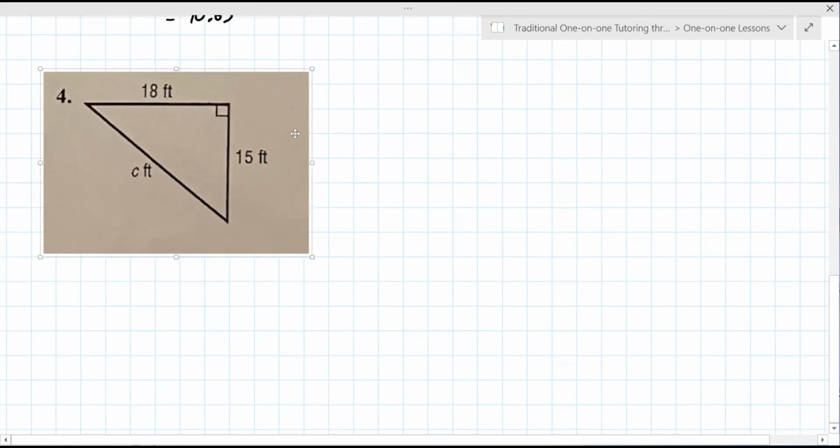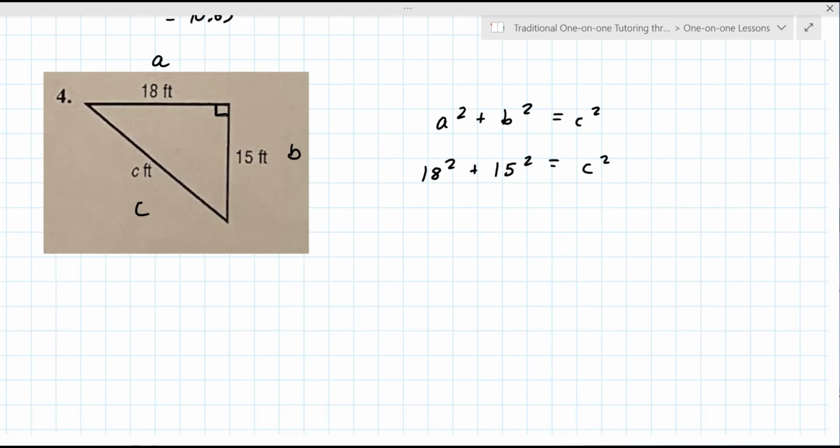So this time the orientation of the triangle is different, okay? But the legs are next to the 90-degree angle. So the leg here, this is A, this is B, and this is C. The legs have to be shooting out away from this 90-degree angle. So the only formula you need here is A squared plus B squared equals C squared. And in your problem, A is 18 squared plus B, 15 squared equals C squared. Okay.